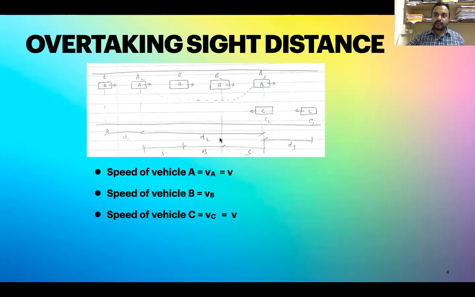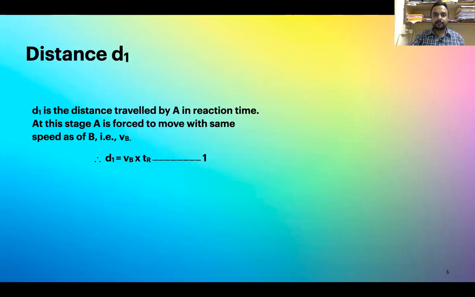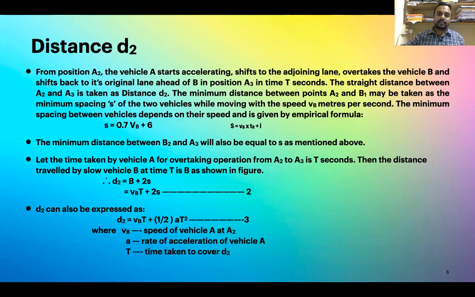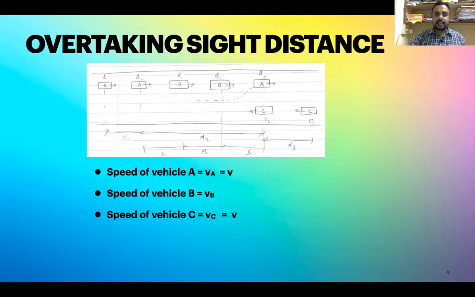In the same amount of time, A has moved D2 and B has moved distance capital B. So the straight distance between A2 and A3 is taken as D2. The minimum distance between points A2 and B1 may be taken as the minimum spacing S. Okay, so let us see what is S actually. This S is the distance between A2 and B1, and the same distance S is between B2 and A3. That is the minimum distance between the two vehicles at that particular slow moving speed.